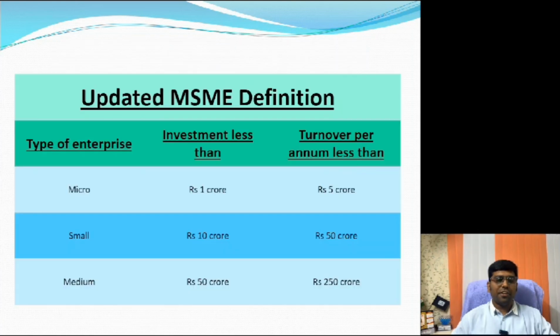This section is amended as part of the government's commitment to support MSMEs to meet their working capital requirements. For an enterprise to be classified as micro, the investment should be less than 1 crore and the annual turnover should be less than 5 crores.